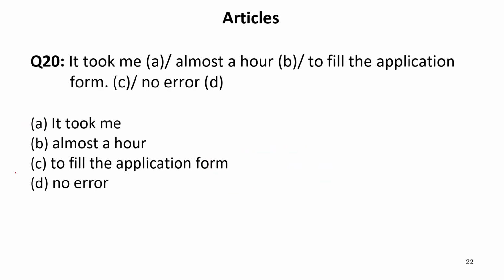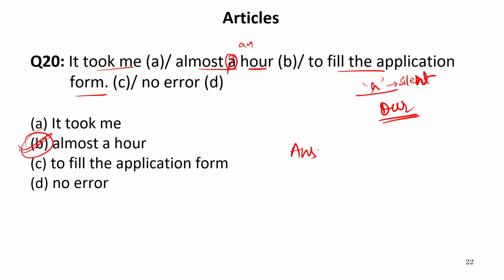Now let us move to the next one. It took me almost an hour to fill the application form. Again, R is pronounced as "ar" and H is silent. So the pronunciation of this word is beginning with a vowel sound. This A should be replaced with AN. It took me almost an hour to fill the application form. So the error is in part B. So our answer is B.